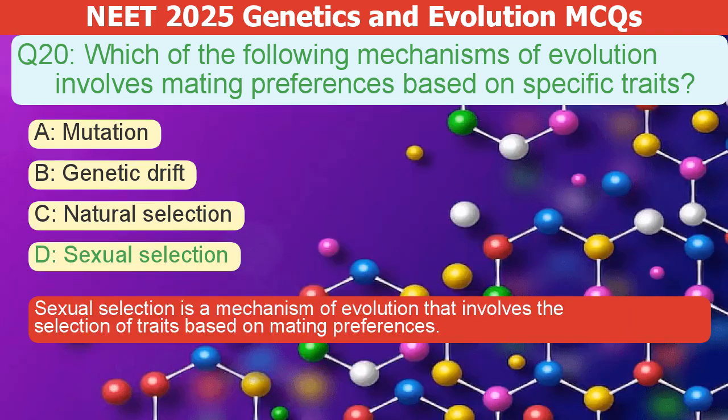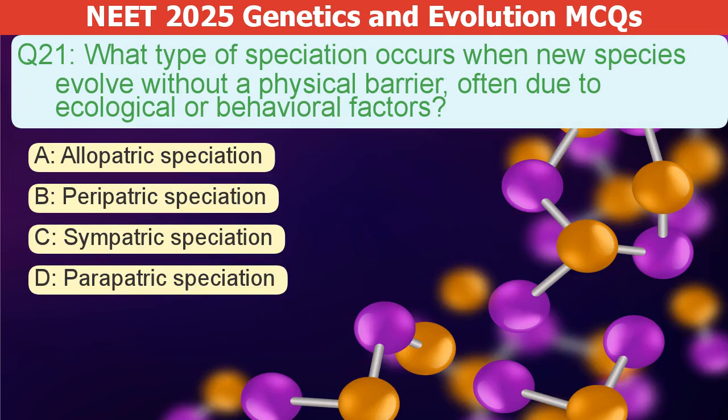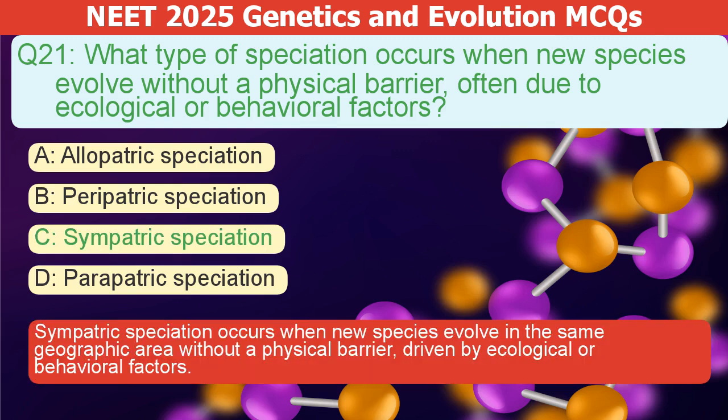Sexual selection is a mechanism of evolution that involves the selection of traits based on mating preferences. What type of speciation occurs when new species evolve without a physical barrier, often due to ecological or behavioral factors? A. Allopatric speciation. B. Peripatric speciation. C. Sympatric speciation. D. Parapatric speciation. The correct answer is C.